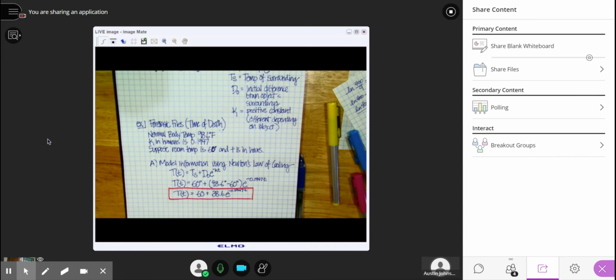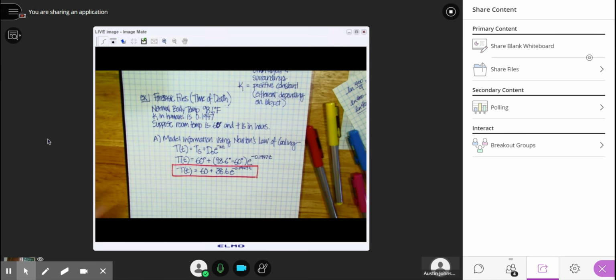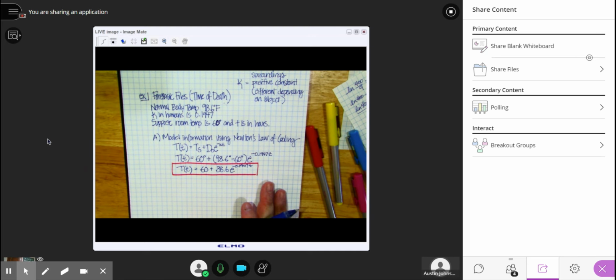There we go. This is going to give me the temperature at time t, where t is in hours. That's all I had to do: just plug the numbers into the appropriate parts, figure out what the difference was, and put it all back together to model the function.